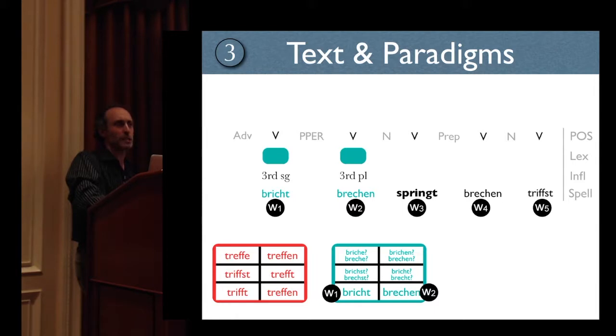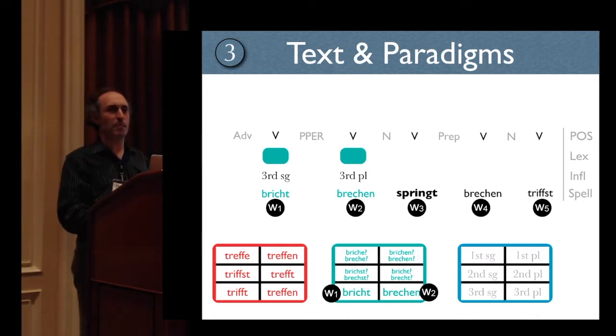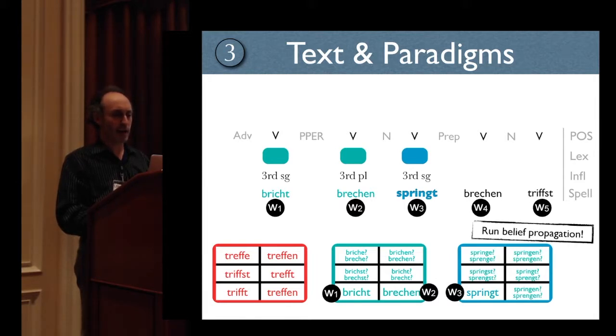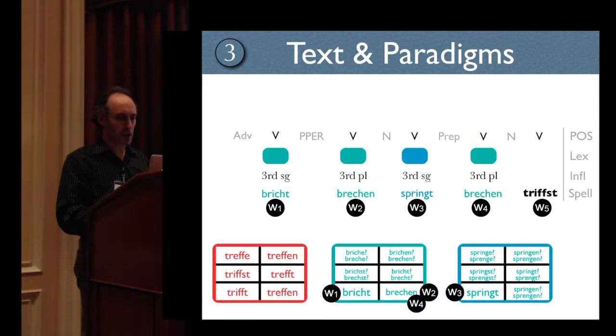This word looks less likely to come from either the red or green paradigm than to come from some new blue paradigm. Again, probably third person singular. So we put it in there. And again, when we see Brecken, we could put it in one of two places. We decided to put it in the same place. So now we have two observations, third person plural Brecken.